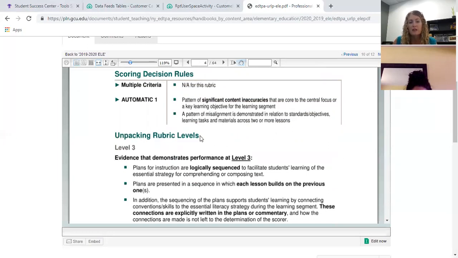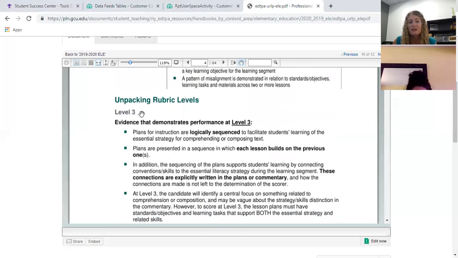Then we get to unpacking the rubric levels. It tells us exactly what you need to do to get a level 3 on the rubric. And they do say for EdTPA, you should strive to get a level 3. In some areas, you might get above a level 3, but strive at a minimum to meet at least the level 3. So for level 3, plans for instruction are logically sequenced. That means you've supported the students from lesson 1 to lesson 3 or 5, where you're scaffolding to help them learn the content, and you're helping them to get to those deeper levels of thinking.